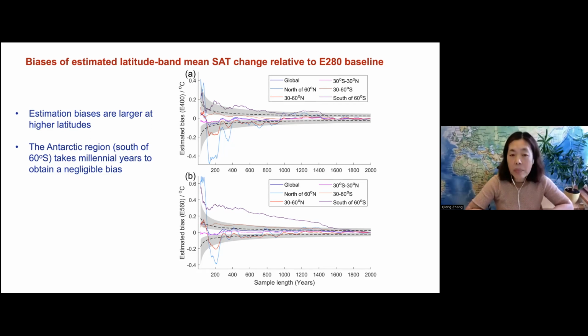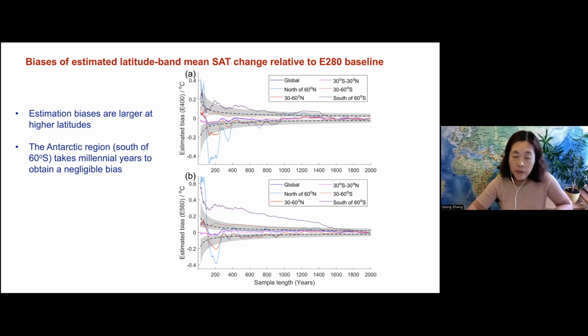And I know some groups already, when they are tuning the model, when they see such large low frequency variability, they try to get rid of that. And for me, I'm strongly against that, because I think if that's internal variability, why should we get rid of that, right? It's not the right thing to do.